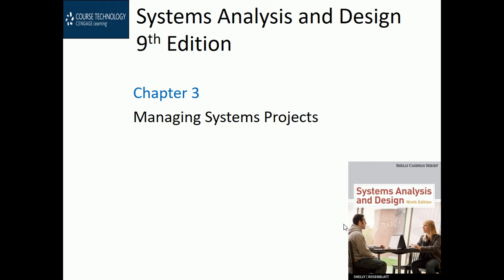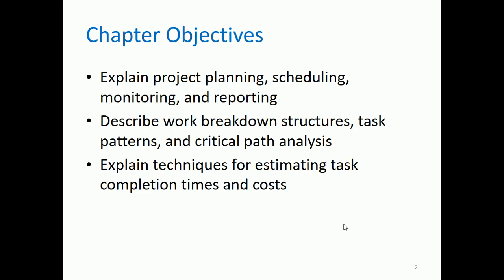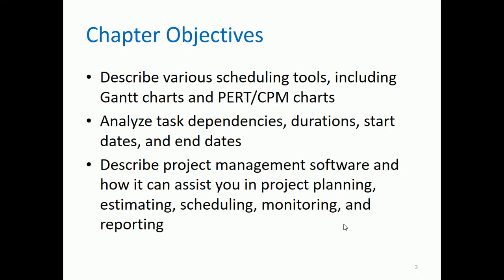So, are you ready for chapter 3? Chapter 3 is all about managing systems projects. So, what are the objectives of chapter 3? Explain project planning, scheduling, monitoring, and reporting. Describe work breakdown structures, task patterns, and critical path analysis. Explain techniques for estimating task completion times and costs. Next is describe various scheduling tools, including Gantt charts and PERT CPM charts. And then analyze task dependencies, durations, start dates, and end dates.